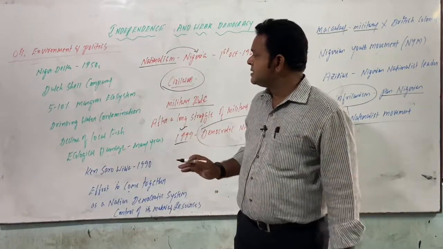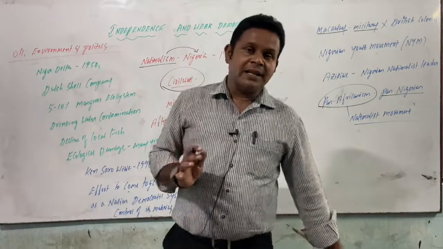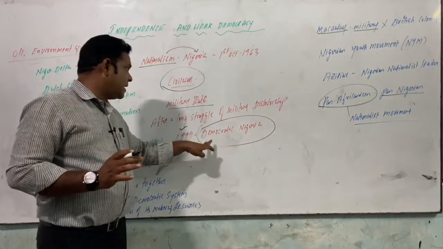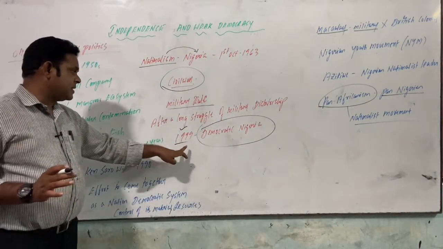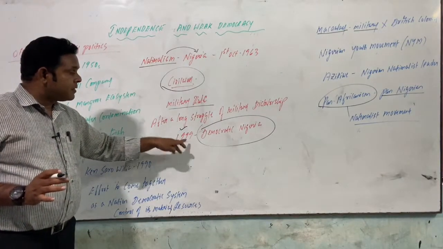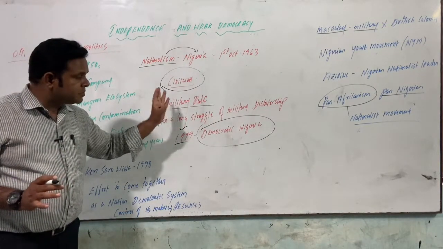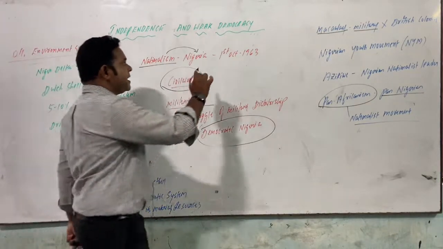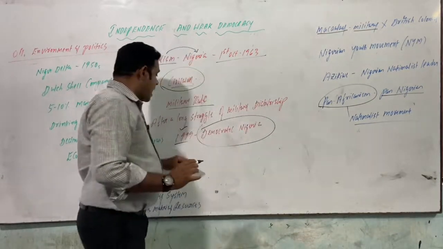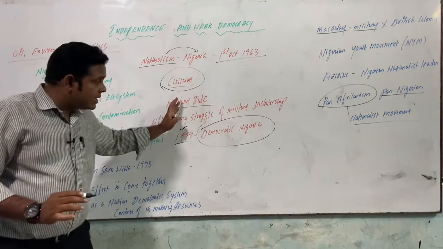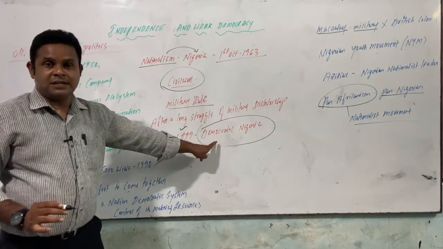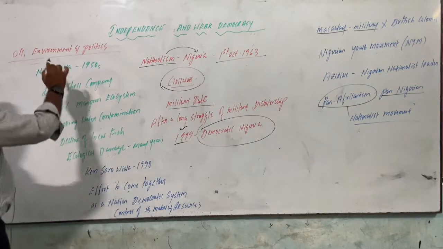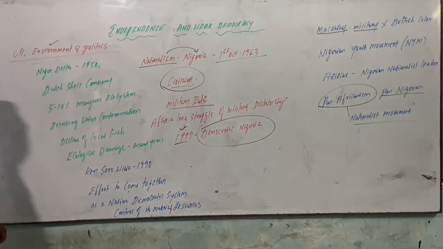That is what it says about Nigeria. They got independence on 1st October 1963, and this turned from military rule or dictatorship towards democracy in the year 1999. This is independence, 1st October 1963, and in 1999 from dictatorship it turned to a democratic Nigeria. That was the end. And at last, oil, environment and politics.